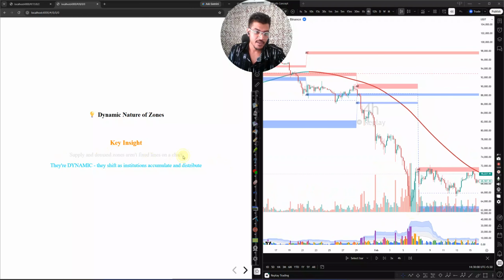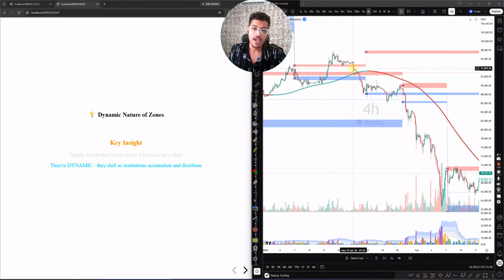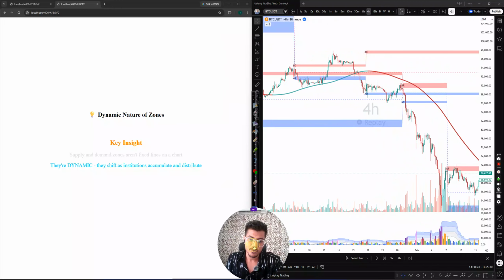So if you see, the supply and demand zones aren't fixed lines. If I'm just putting my support line there, they are fixed in here, but they are moving, right? They are also dynamic in nature, where they shift as institutions accumulate and distribute. So as this is my distribution zone, you see the buying climax and automatic rally.